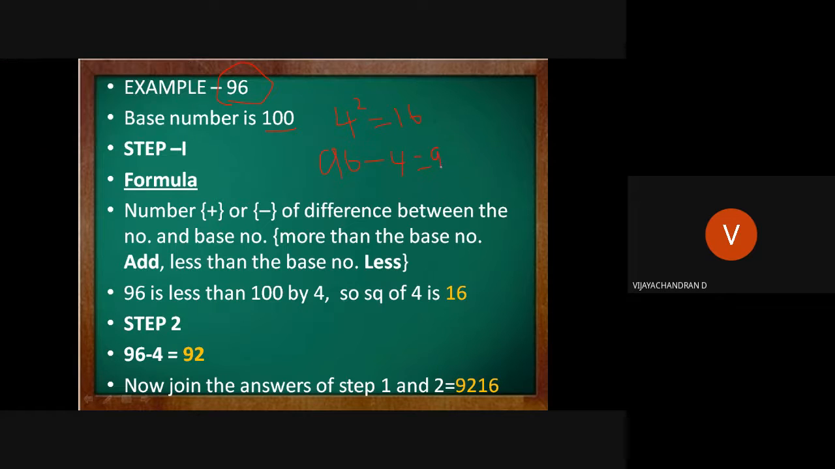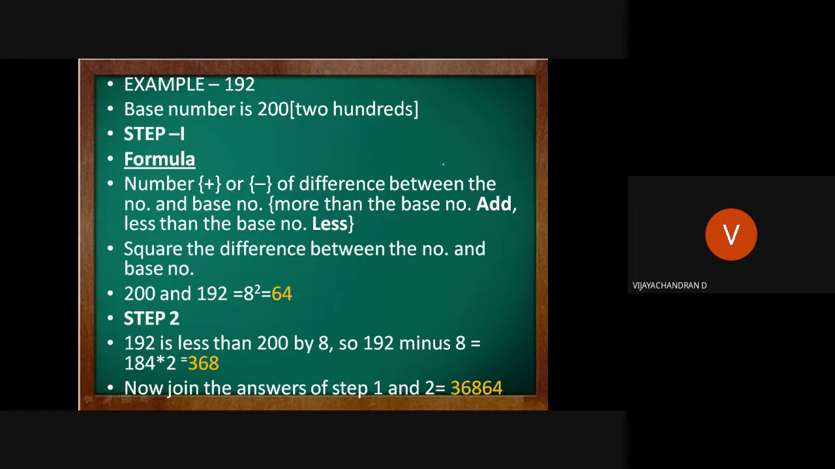92. Why am I deducting 4 from 96? It is less than 100 by 4. So that's the reason why I am deducting 4 from 96. Now, in order to get the answer, I am joining step 1 and step 2. So what is the answer for 96 square? 9216. For your better understanding, I am doing one more example.